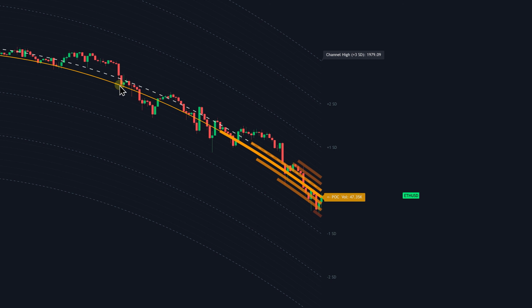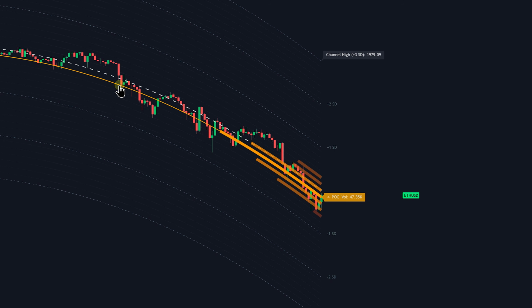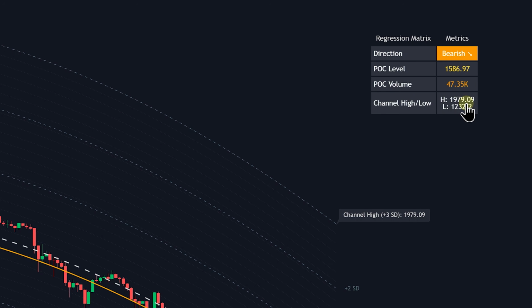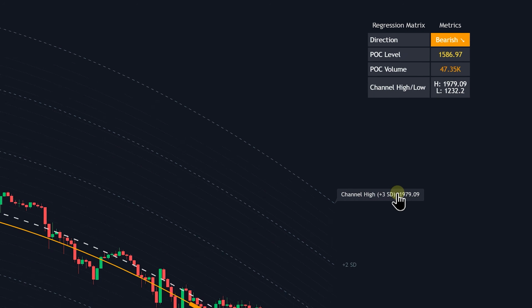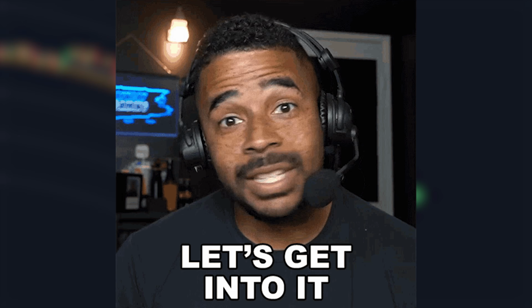So instead of just drawing a random trend line and guessing where price might react, this indicator gives us a full structure: the regression path, the standard deviation bands, the curved volume profile, the POC level, and a dashboard that tells us the current direction of the model. In this video, we're going to go over what this indicator is, the best settings to use, and a simple 15-minute strategy for ETHUSD. Let's get into it.